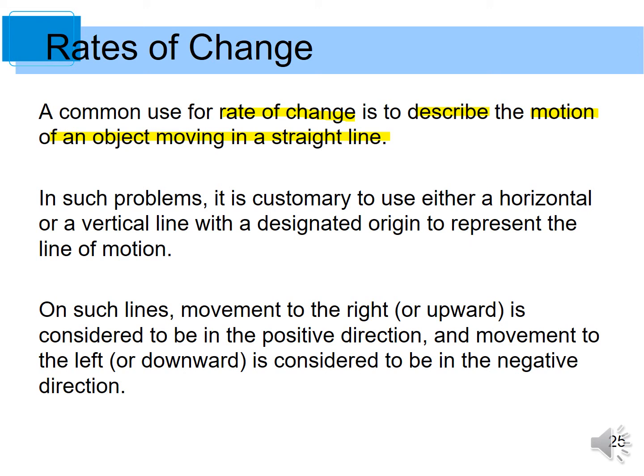In such problems, it is customary to use either a horizontal or a vertical line with a designated origin to represent the line of motion. On such lines, movement to the right or outward is considered to be in the positive direction, and movement to the left or downward is considered to be in the negative direction.